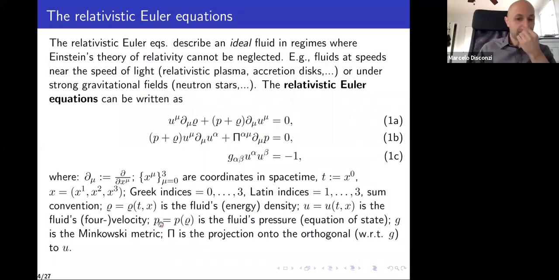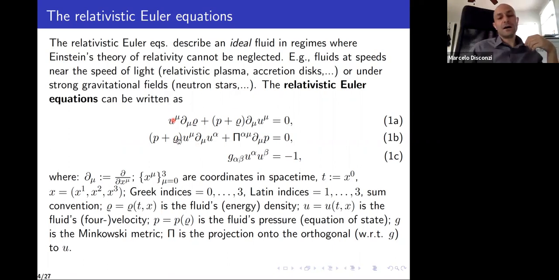G is the Minkowski metric. We can study this problem with any given Lorentzian metric, but all the important conceptual issues and technical difficulties are already present if you consider Minkowski metric, so we just stick to that for simplicity. And pi is the projection onto the orthogonal space to the velocity. So these first two equations represent the conservation of energy and momentum in the fluid.